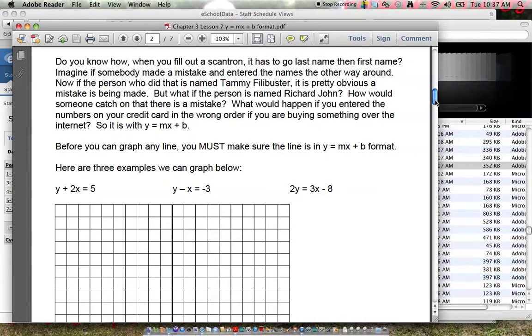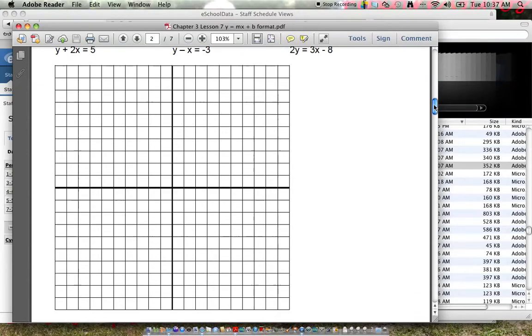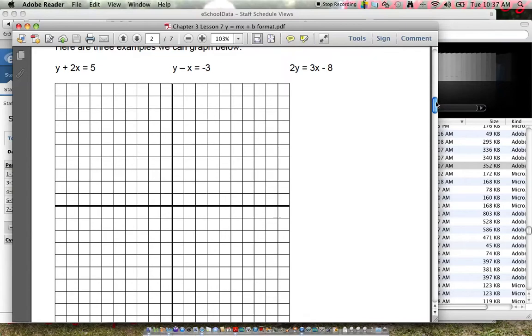And it's the exact same thing here. Look at what I write on the first question. It says y plus 2x equals 5. What's wrong with that?